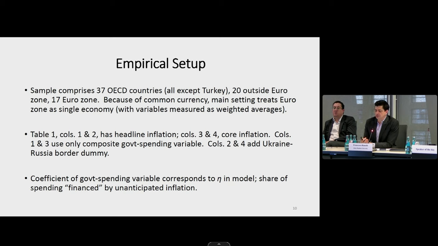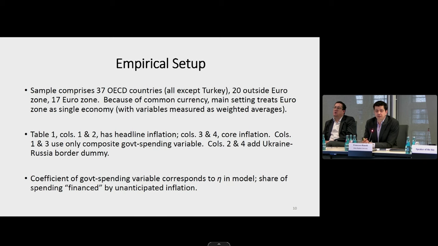So for the Eurozone, I'm going to show you two sets of results. In the first set of results, we're going to treat these 17 countries as a unique economy, consistent with the fact that they have one single currency, but also consistent with the fact that they are fairly integrated with each other. And then I'm going to show you another set of results in which we also control for the amount of spending that occurred in the different countries.